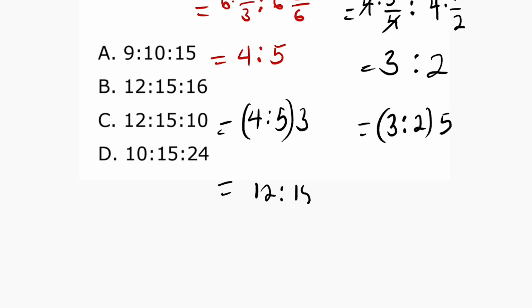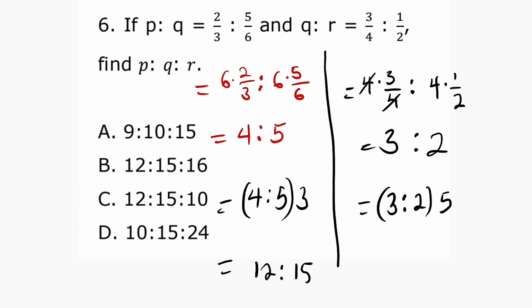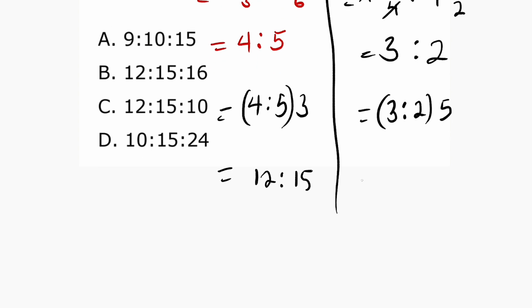5 times 3 is 15. And the same thing here, let me draw a line to draw a boundary between them. This is equal to 5 times 3 is 15. 2 times 5 is 10. Now that we have common Q's, 15, 15, we can join the ratios together.